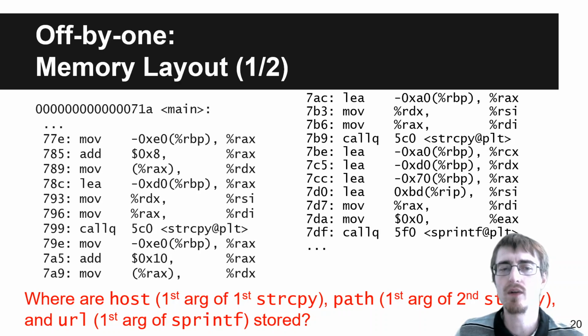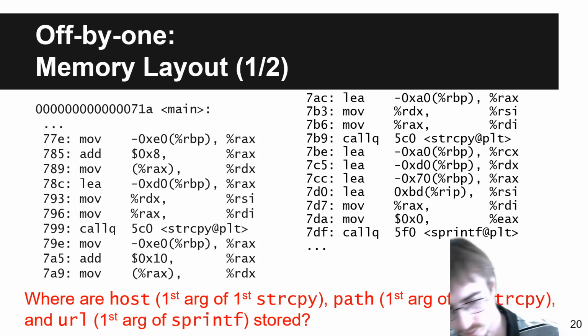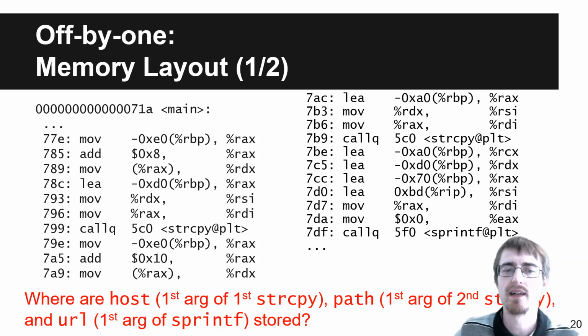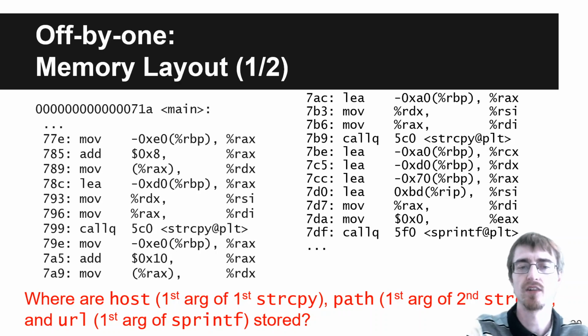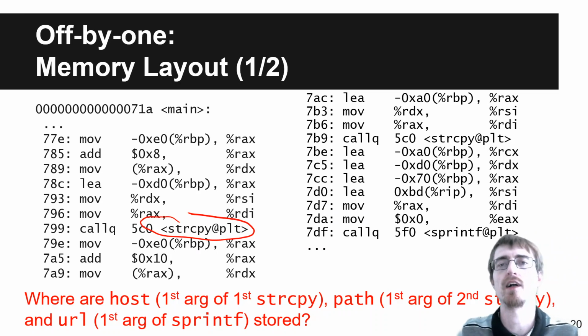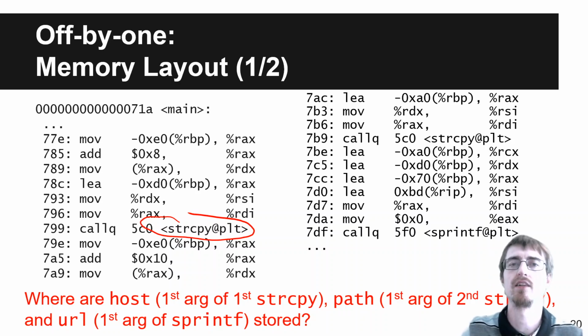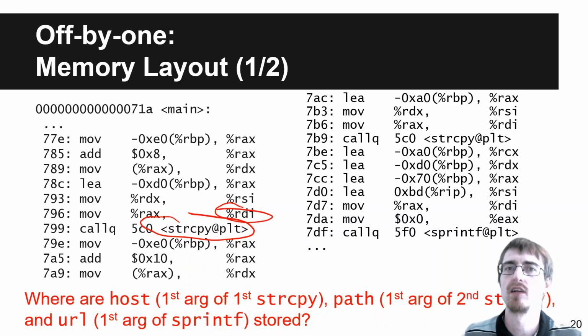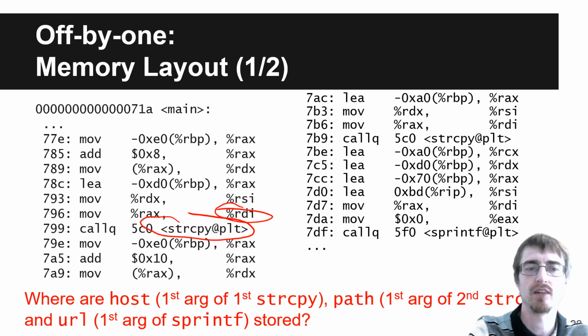So first of all, now we're looking for the locations of the different buffers. How can we do this? Let us trace back how the buffer values get to the calls. As I mentioned, host is the first argument to strcpy. And as you may remember, the first argument is passed in RDI. So we want to know the value of RDI on this line. Now, this is easy because it's actually assigned on the line before based on RAX. So let's look back at what the value of RAX is.